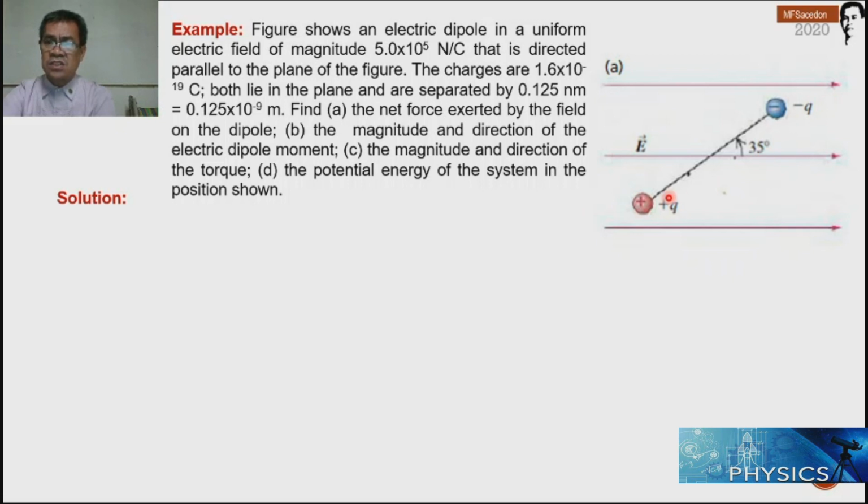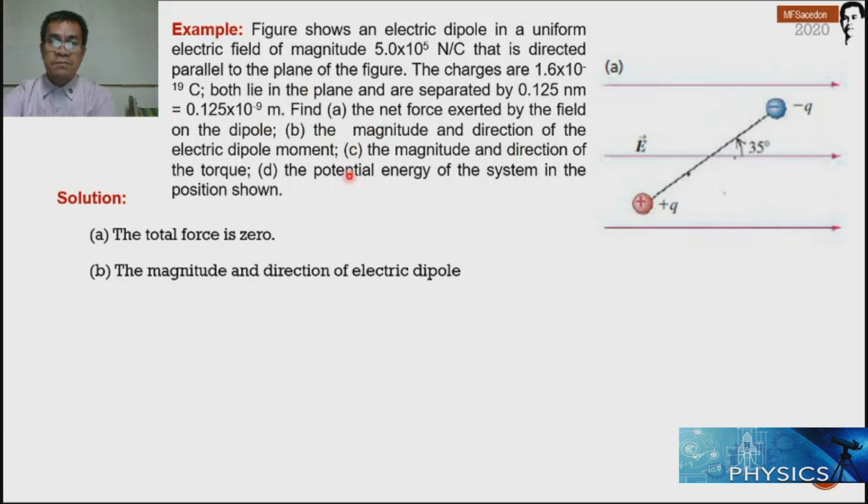So the same magnitude but in opposite direction, then it follows that the total force on the electric dipole is zero. Again, the total force on the electric dipole is always zero, for the reason that they have opposite charge. That's why we call this an electric dipole, because the total force is zero.